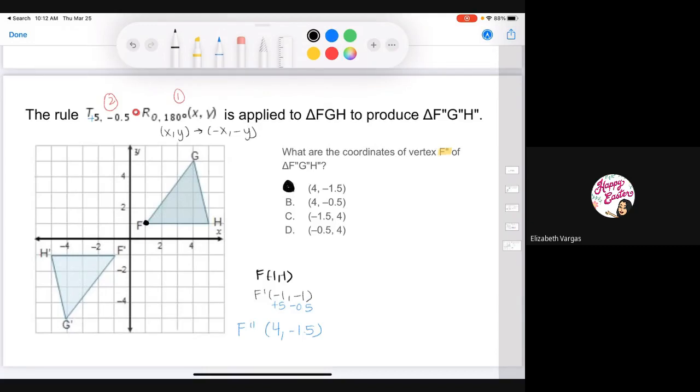So in this instance, I'm not having to map all the coordinates. I only need to map my F. I apply my first transformation here, and then my second transformation there, giving me where my resulting F double prime is, which would be at 4 and -1.5. Okay, any questions about this?